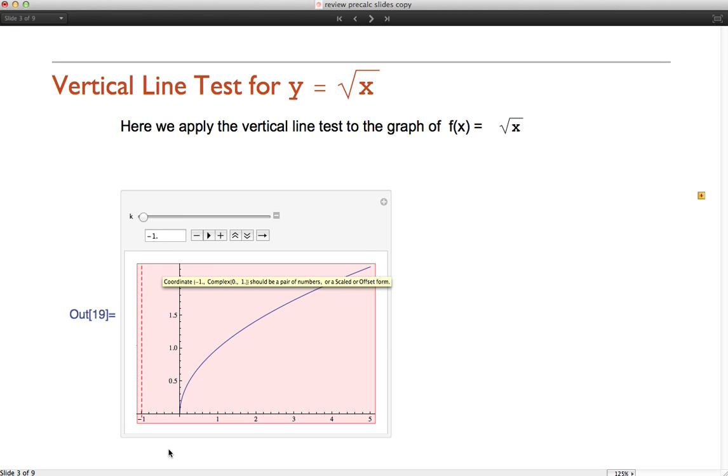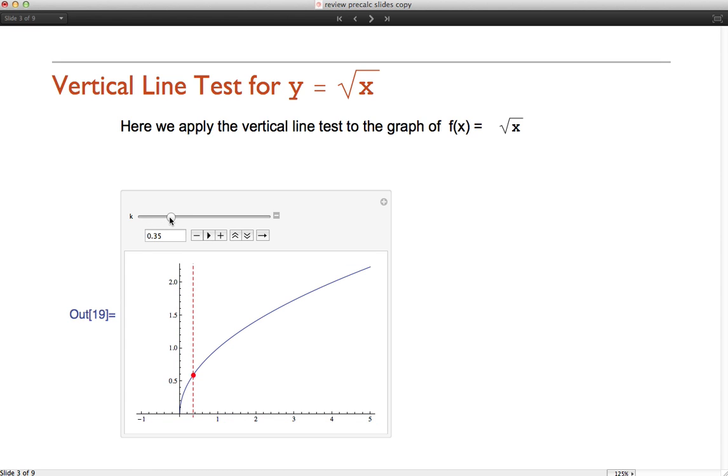And of course, when x is -1, -1 is not in the domain of this function, so the line doesn't cut the graph at all, but that doesn't violate the vertical line test. So there's still no problem. It still might be the graph of a function.